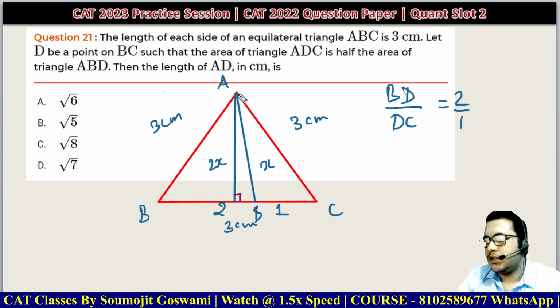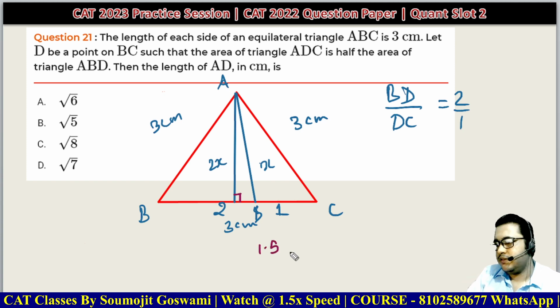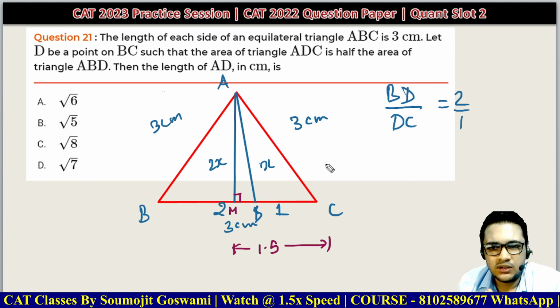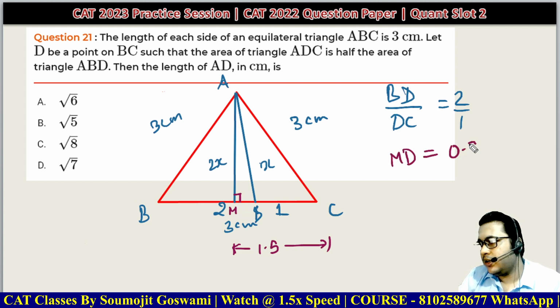Now obviously you will realize that this part is 1.5, all the way till here. And obviously this part is going to be, so you can possibly name it AM, BM, but these are not the things that you do in an exam condition. You'll just straight up go there. Okay. This MD is going to be 0.5, which is half.